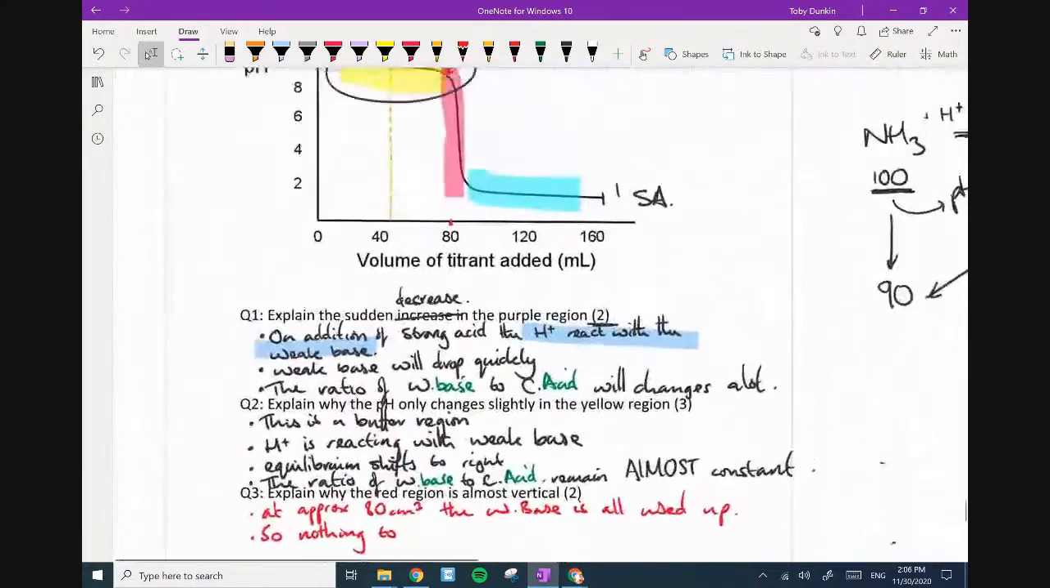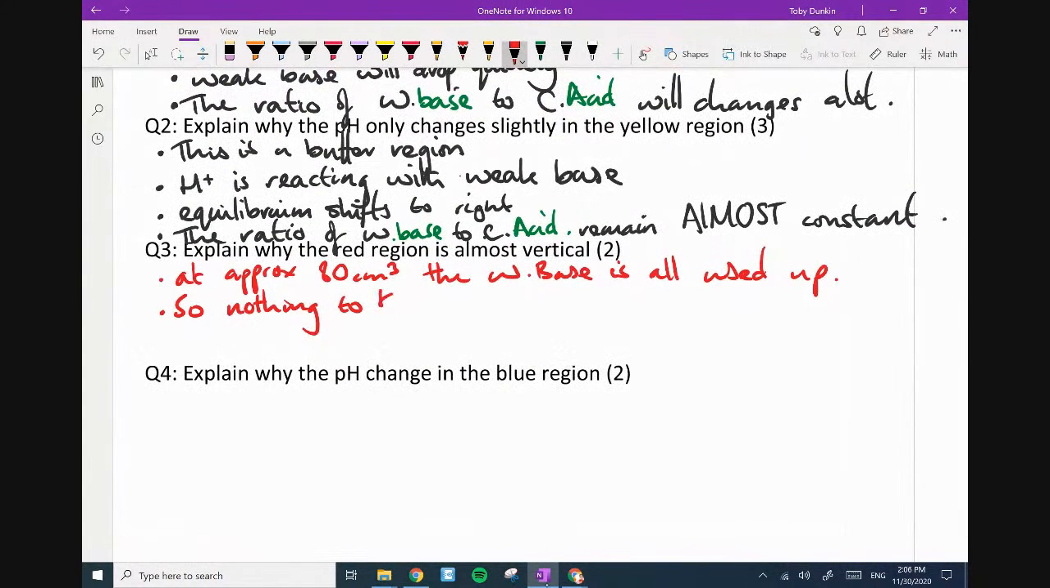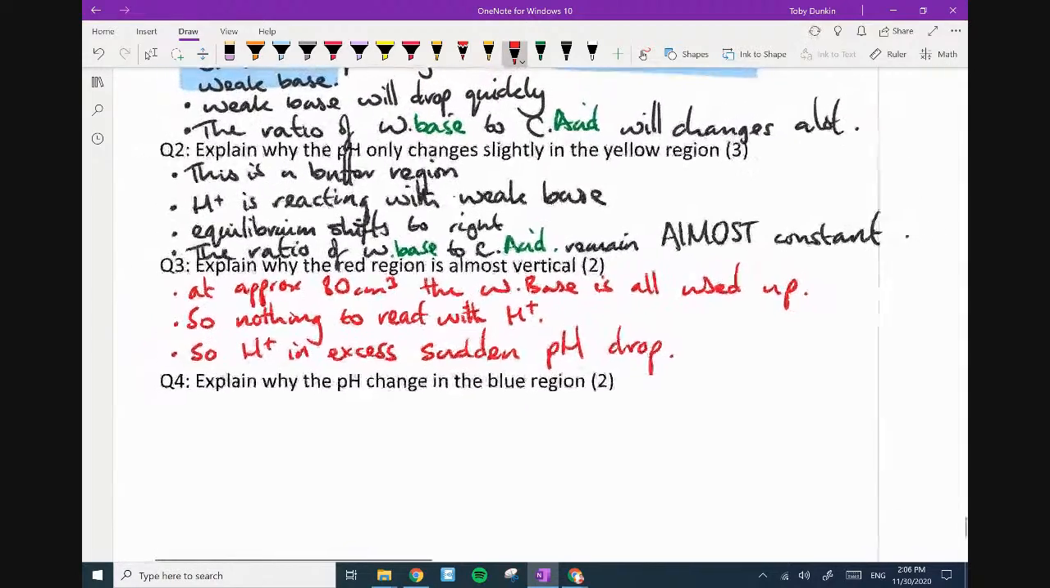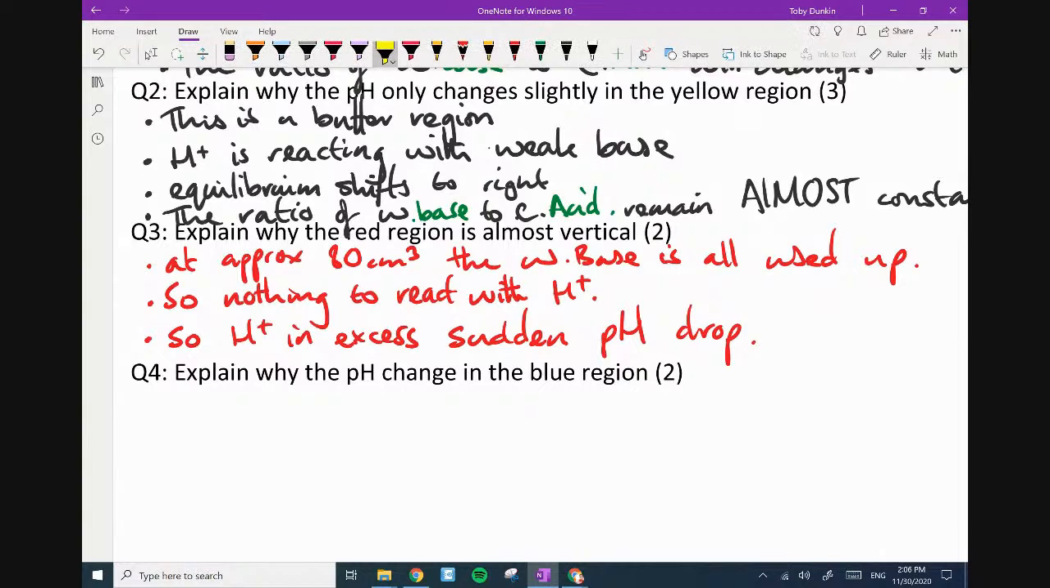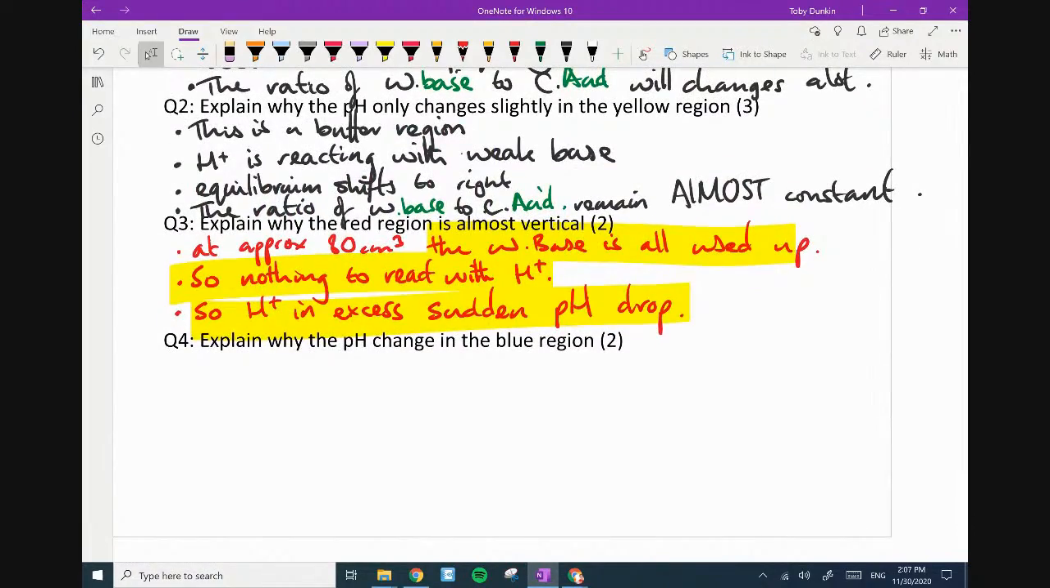Okay, so at that point, nothing to react. So nothing to react with H plus. So H plus in excess, sudden pH change, sudden pH drop. I like it. So the marks actually come from saying it's been used up, nothing can react with it, so the H pluses are going to suddenly cause a drop in the pH. Explain why the pH change in the blue region.